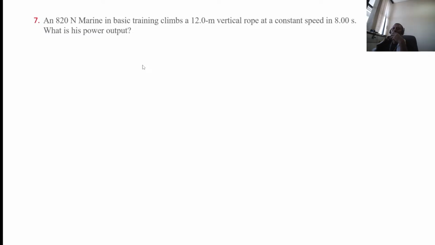I think this is the easiest question. Power is equal to work done divided by time, isn't it? Power, P, is work done, W, divided by time, T. It is the rate at which energy is dissipated or work is done. If this guy is climbing at a constant speed, he's not accelerating. Therefore, the work is simply force times distance. So power is force times distance divided by time.